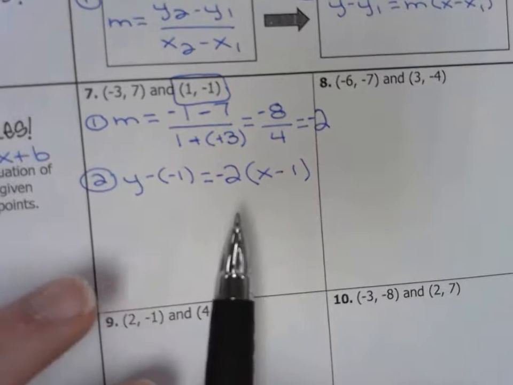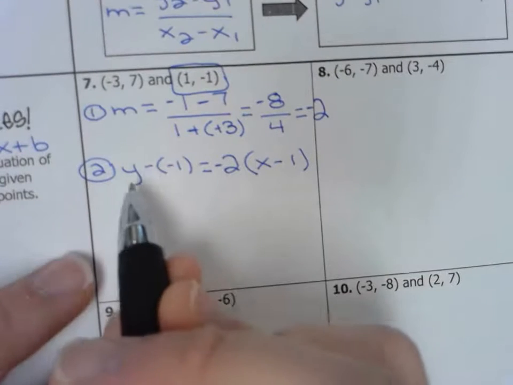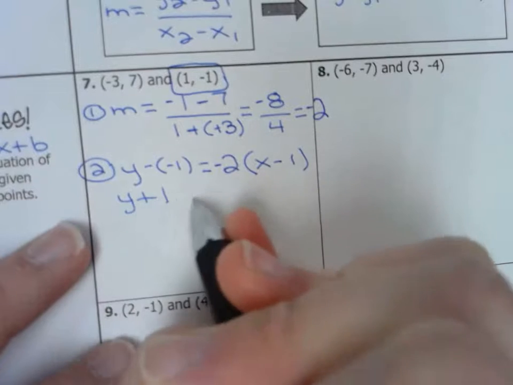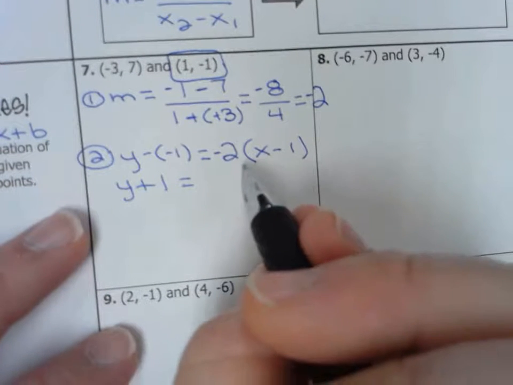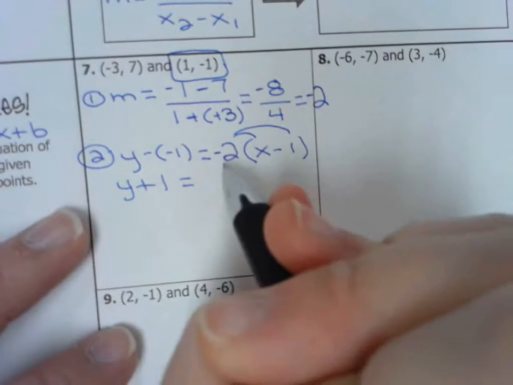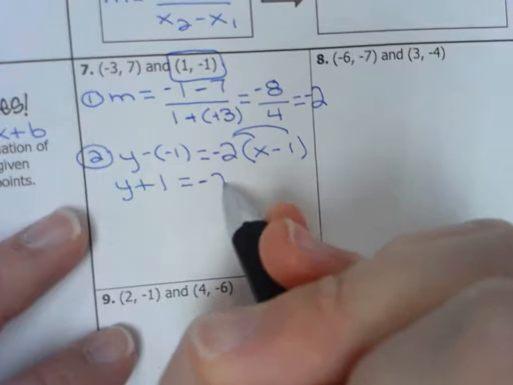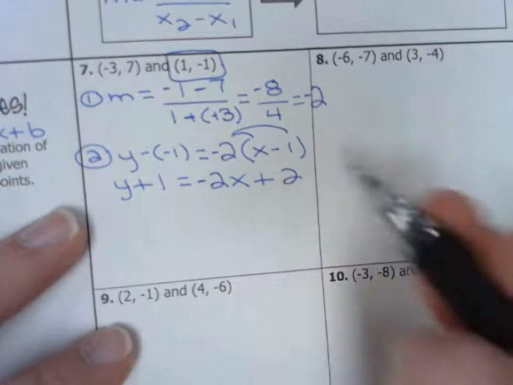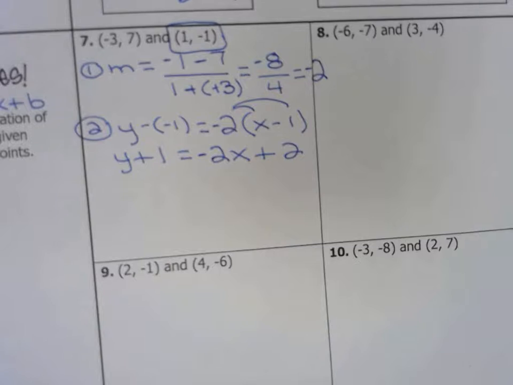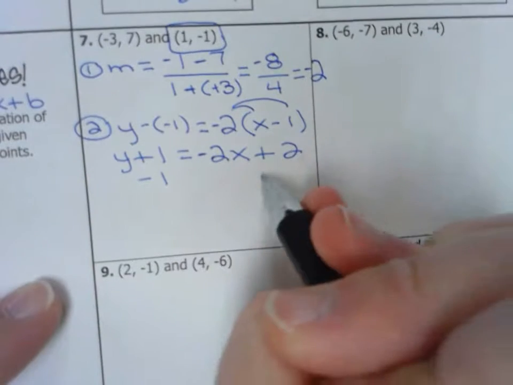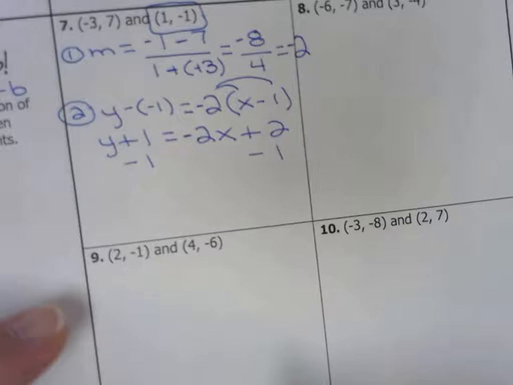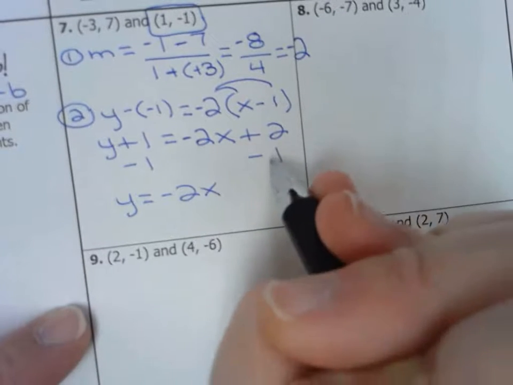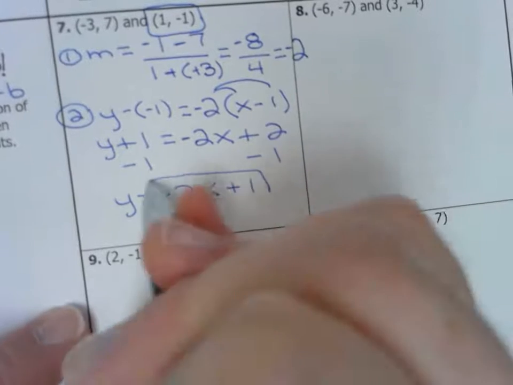This is why I think you should be fine with this stuff, because you've done it before. y minus -1 becomes a what? y plus 1. y plus 1 equals -2x plus... Let's distribute the -2. So -2 times x is -2x, -2 times -1 is positive 2. And then we solve for y, like we did Wednesday. So y equals -2x plus 2 minus 1, which is positive 1, and that's my answer.